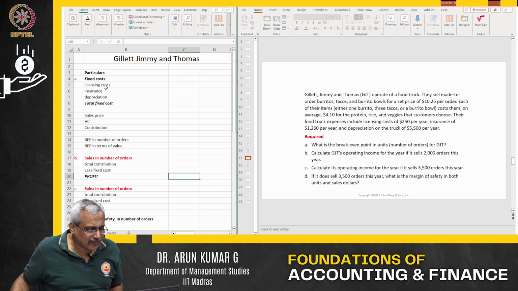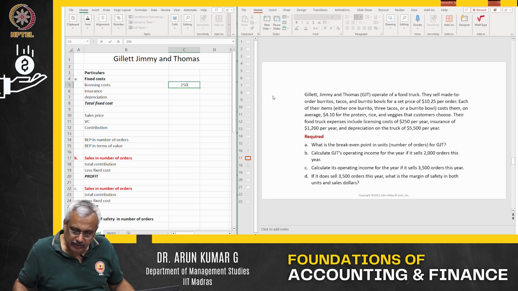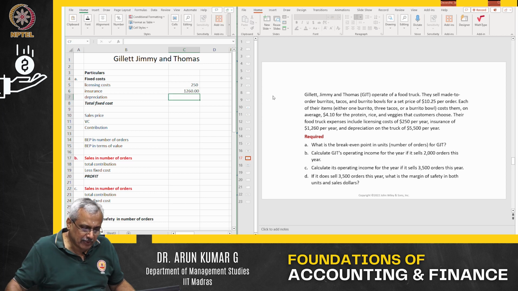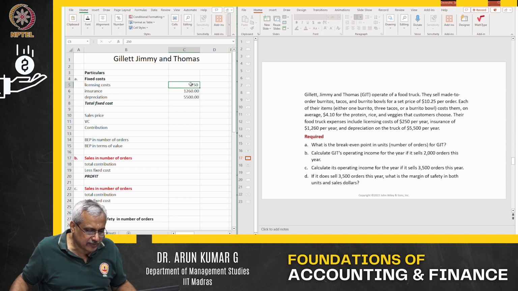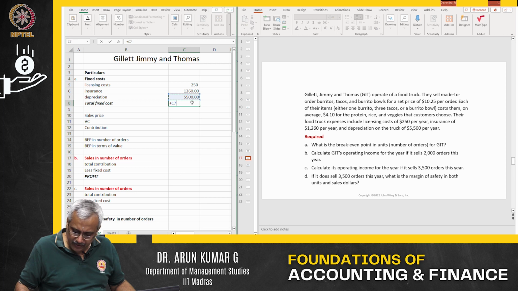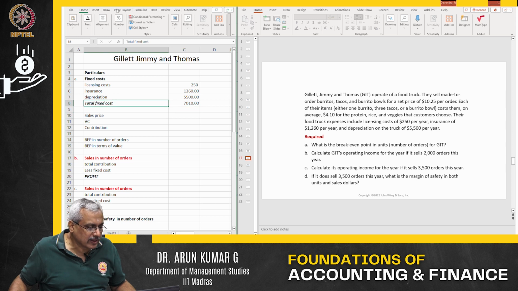So, let us calculate. I am trying to use an Excel sheet out here. The fixed cost I am going to list down. The fixed cost is going to be licensing cost of about $250 per year, my insurance is about $1260 per year, and then my depreciation is going to be about $5,500. So, my total fixed cost in this particular case is going to be $7,010 out there.